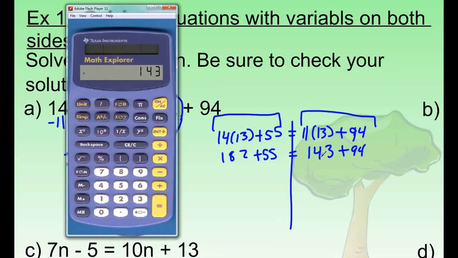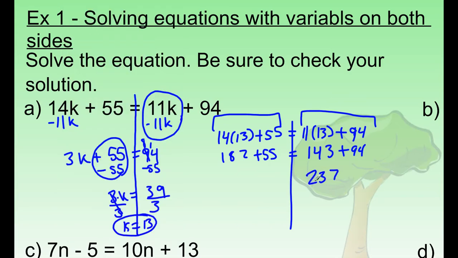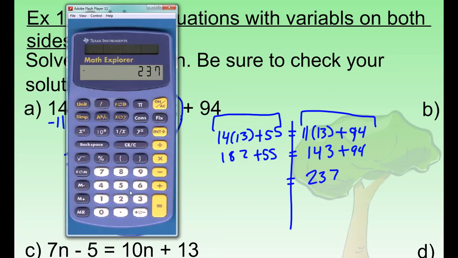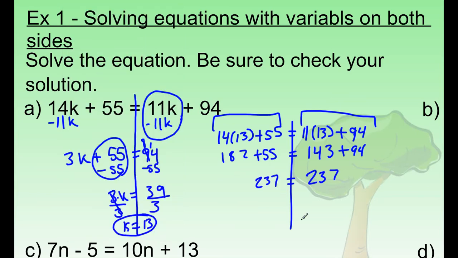So I'll do this side first. Since I already have 143 in the calculator, plus 94 equals 237. And then 182 plus 55 equals 237. So this is the correct answer. That's how we can tell.